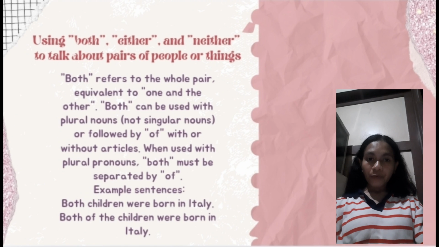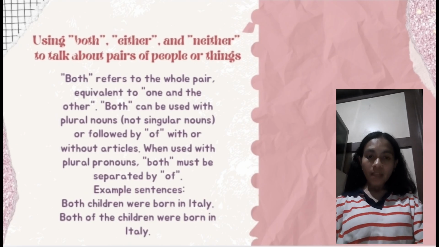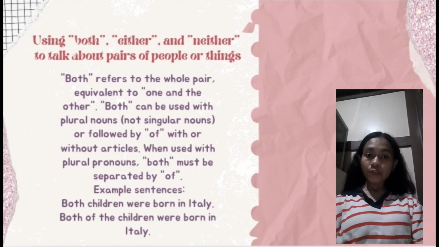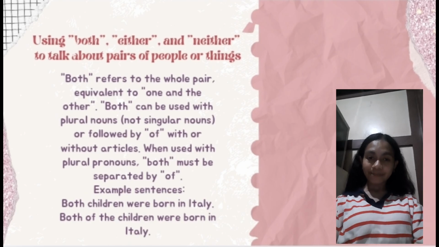Using both, either, and neither to talk about pairs of people or things. Both refers to the whole pair, equivalent to one and the other. Both can be used with plural nouns, not singular nouns, or followed by of with or without articles. When used with plural pronouns, both must be followed by of. For example, both children were born in Italy. Both of the children were born in Italy.